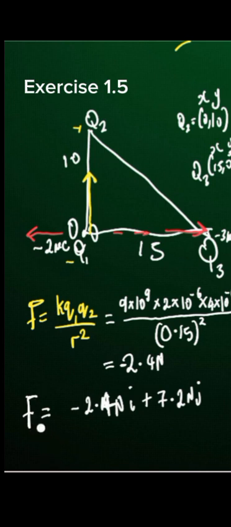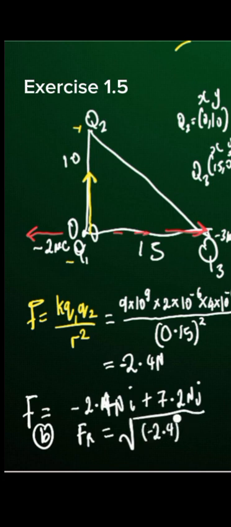Alright, next question. Option B says find the magnitude of the total force. That's very easy. To get the magnitude of the total force, that will be F. Remember the law of vector is equal to what? The square root of 2.4 square plus 7.2 square. And that is going to give you an answer like 7.6 Newton.